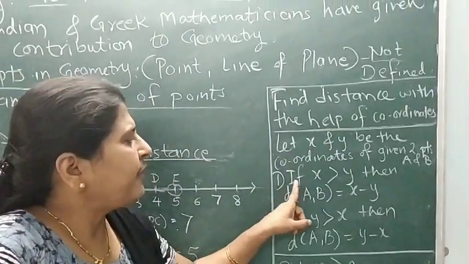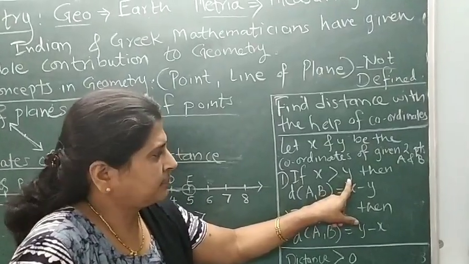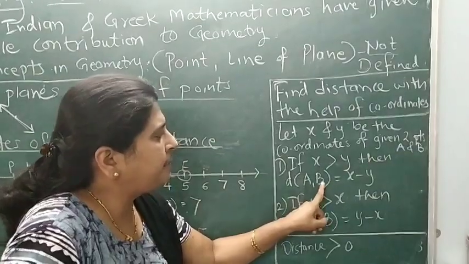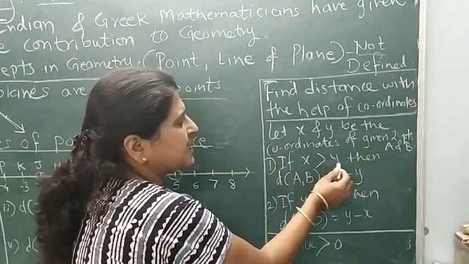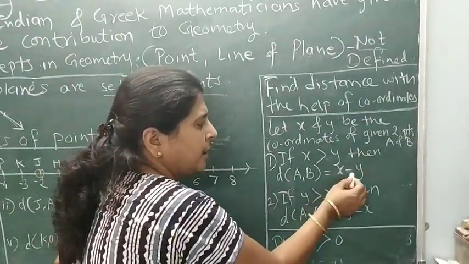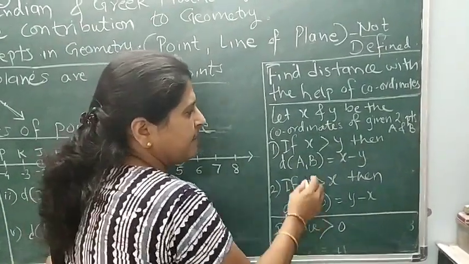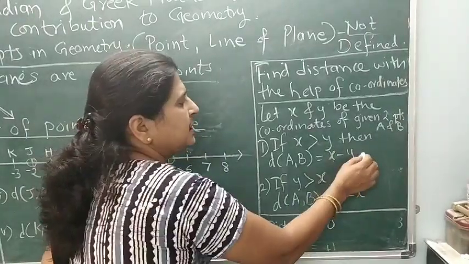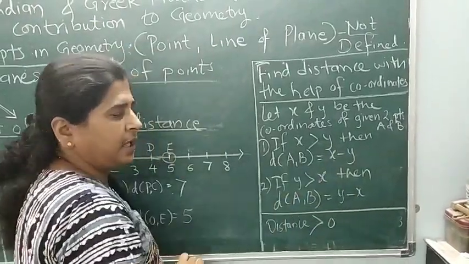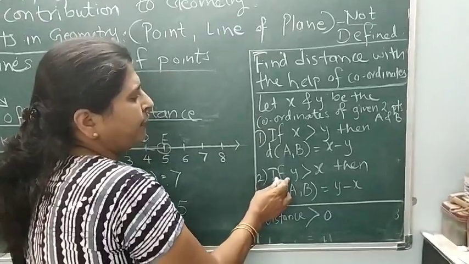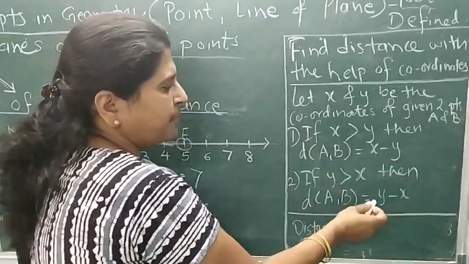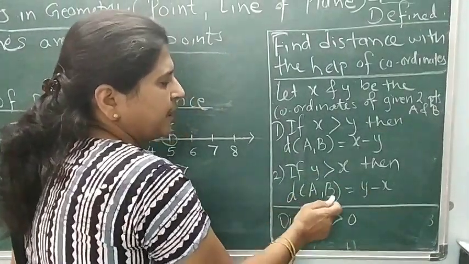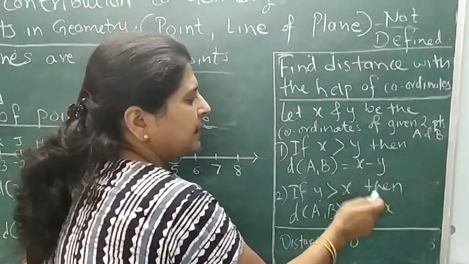Okay. Now, if x is bigger than y, then to find the distance between A and B, we have to take the difference of x and y. We will write the greater coordinate minus the smaller coordinate. So remember, the greater coordinate will come first minus the smaller coordinate. This answer will give us the distance between A and B. And what if y is greater than x? Then you will subtract x from y. Means we will write first the greater one. Distance between A and B is nothing but y minus x.